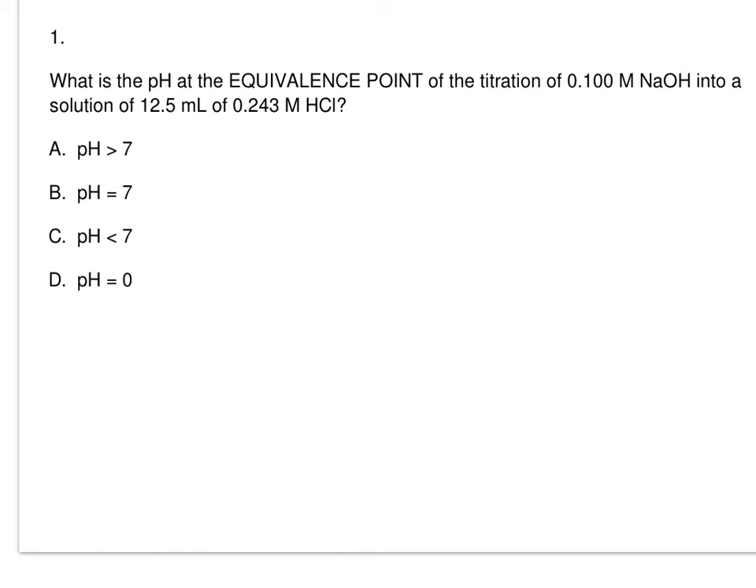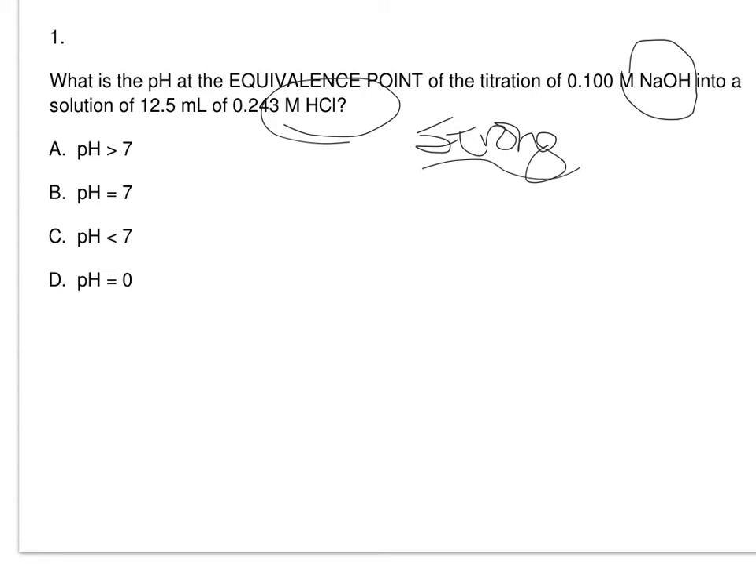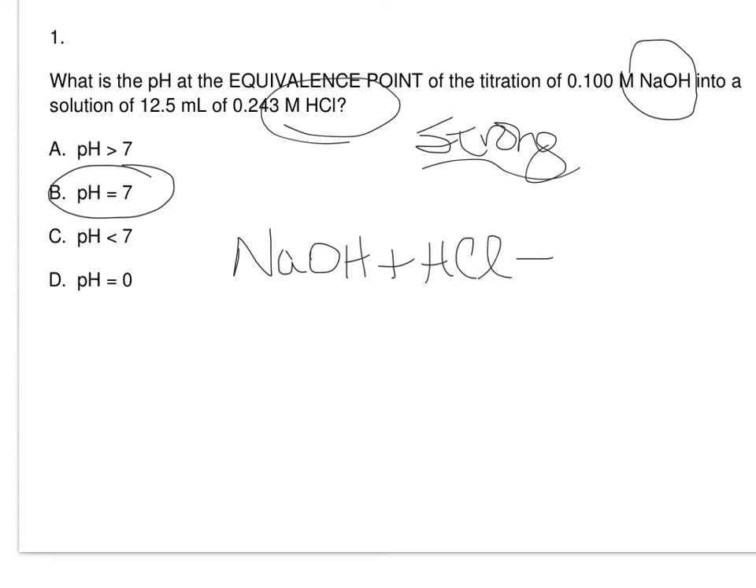This first question requires no calculation. The first thing you should do with any acid and base problem is identify whether the acid and the base are strong or weak. Both of these are strong. Therefore the pH at the equivalence point is totally neutral. pH equals 7.